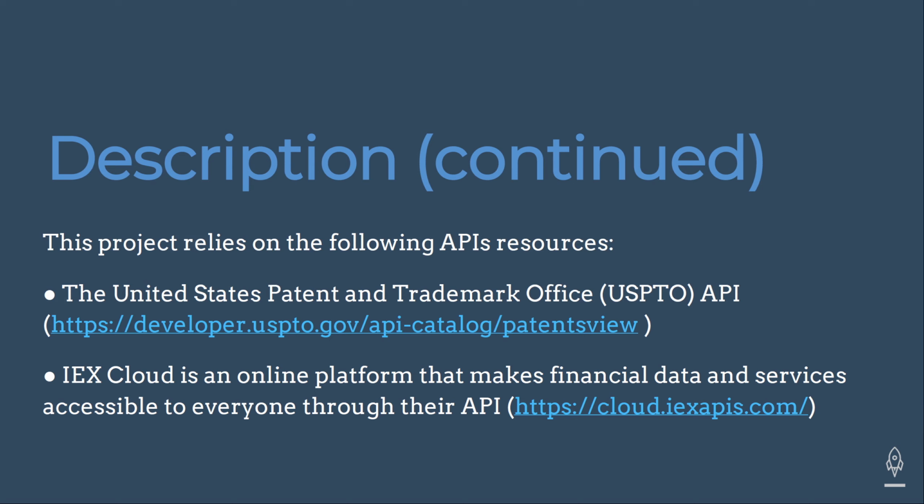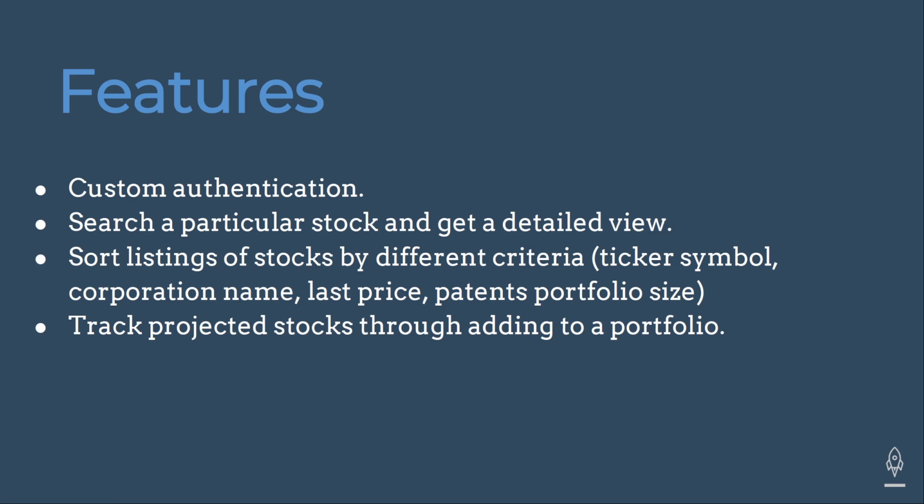This project relies on the two following APIs: the USPTO, United States Patent and Trademark Office, and Investors Exchange, that is IEX Cloud, which is an online platform that makes financial data and services accessible to everyone through the API.